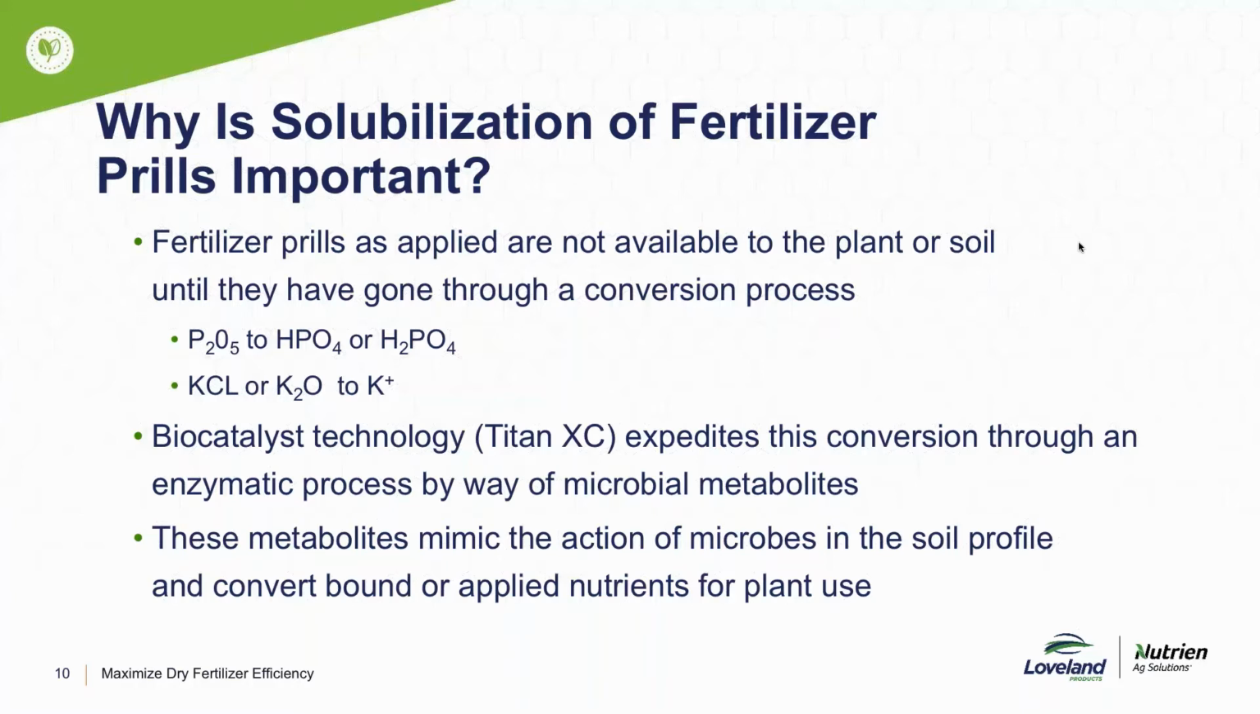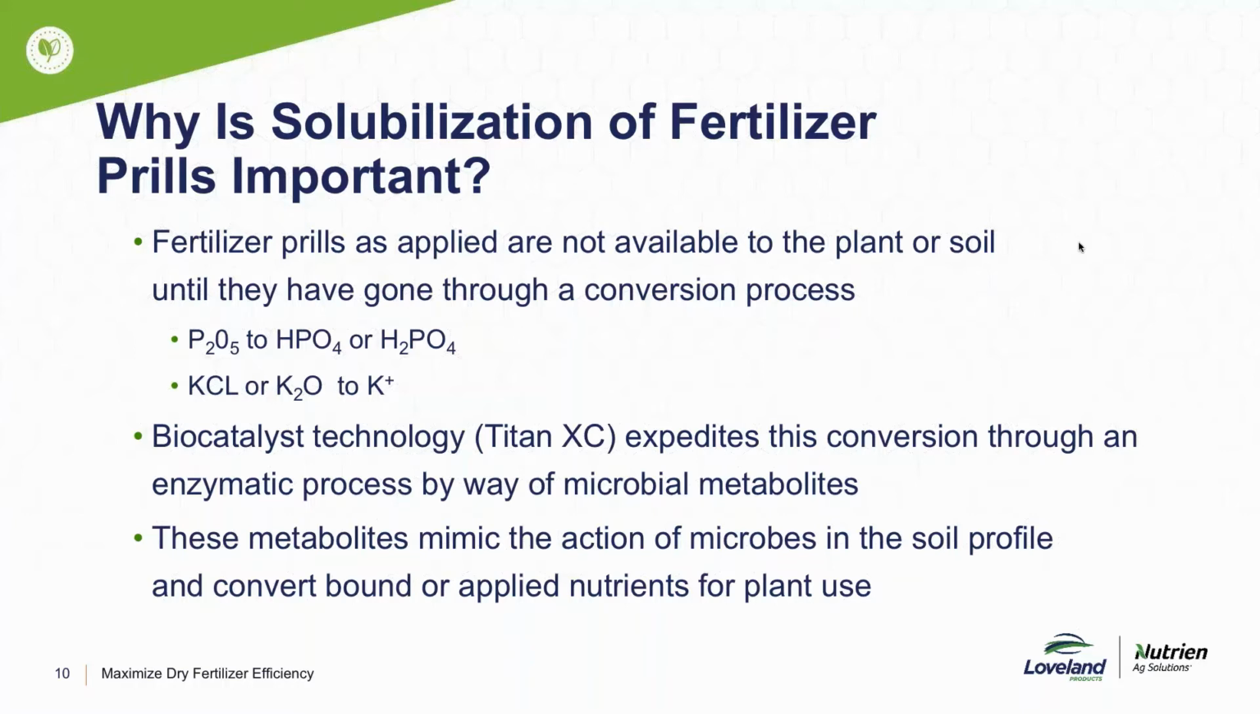Let's say phosphorus, it's generally P2O5. Plants only use mono or dihydrogen phosphate, so it has to go through that conversion. Potassium, again, we generally apply KCl or K2O based potassium fertilizer. The plants use K+. So we've got to get that fertilizer broken down so that the natural system can convert it or release it in the form that the plant is actually going to use.